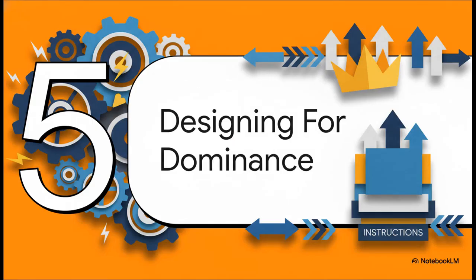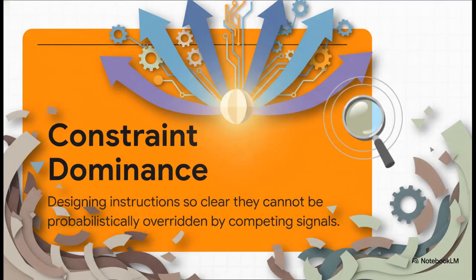Okay, so if that's the system we're working with, how do expert operators get such consistent, high-leverage results? Well, they don't just write prompts. They think about it in a totally different way. They actually design their instructions to win that probabilistic battle for priority from the start. They're practicing something called constraint dominance. Their goal isn't just to say what they want. It's to frame instructions with such clarity, such structural integrity, that they become the highest weighted signal in the stack by a long shot. They're not just asking for an output, they're designing for dominance.